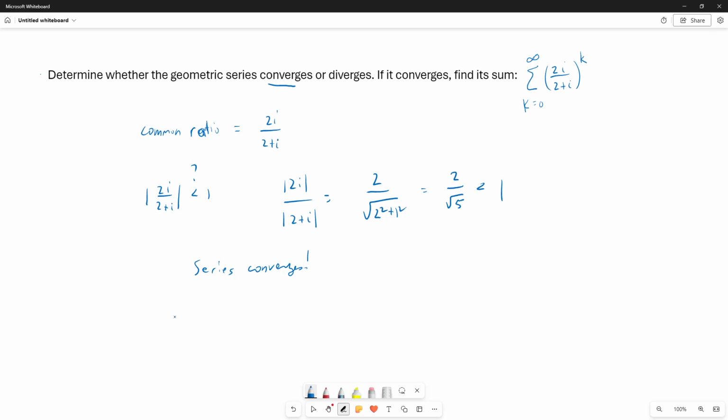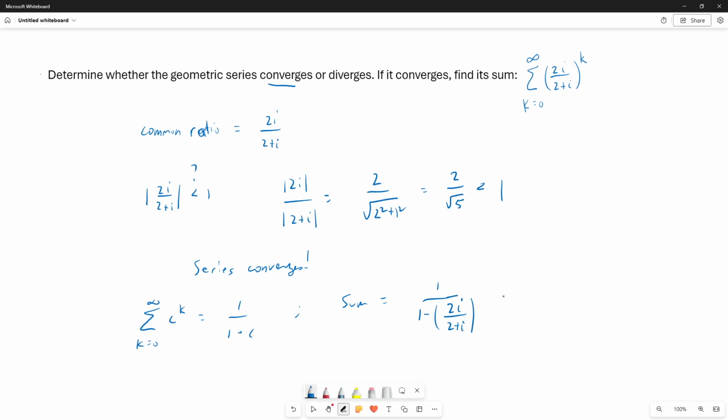Now what is the sum? The sum of a geometric series of the form c to the k, starting from 0 to infinity, is 1 over 1 minus c. So in our case, we have exactly that form. k starts at 0, 0 to infinity, c to the k, where c is the common ratio. So the sum is 1 over 1 minus, and then we have to put here 2i over 2 plus i.